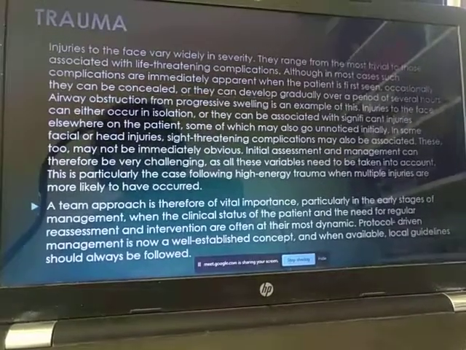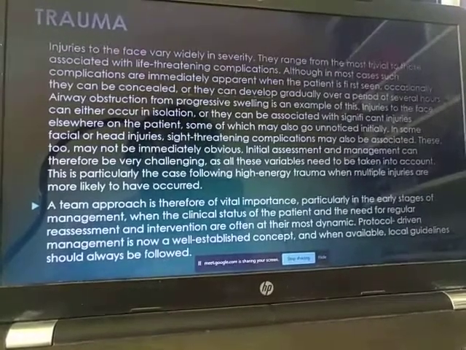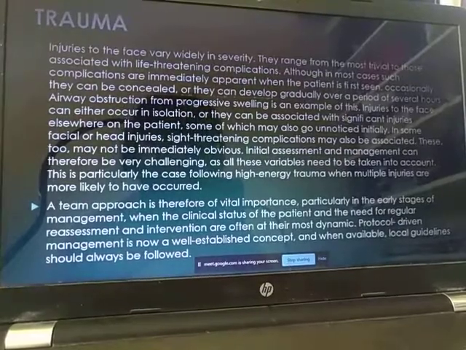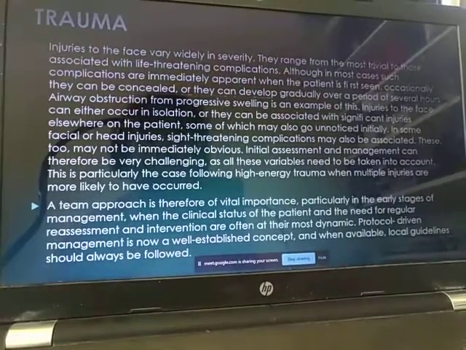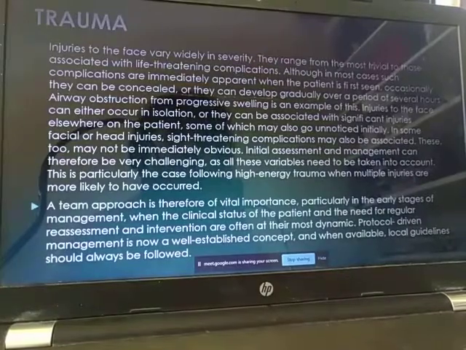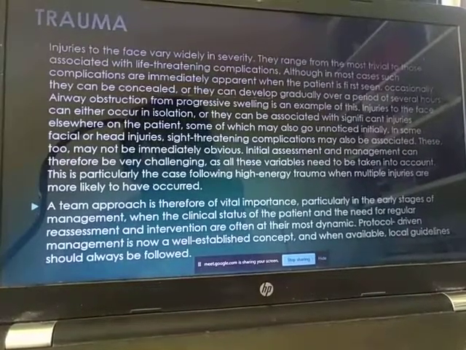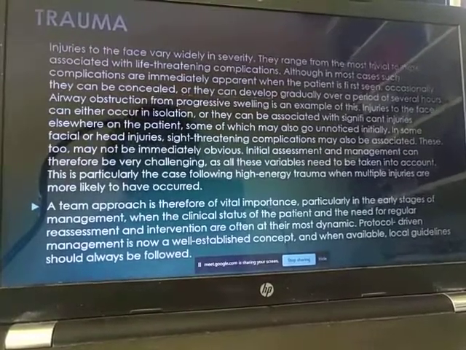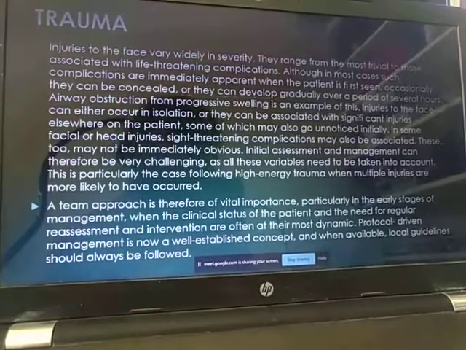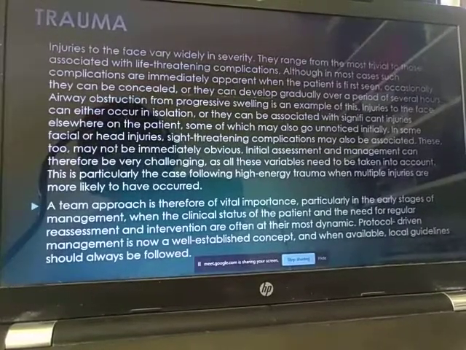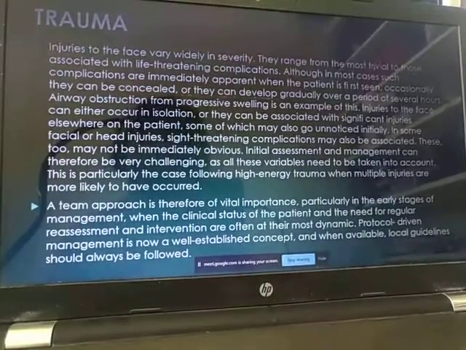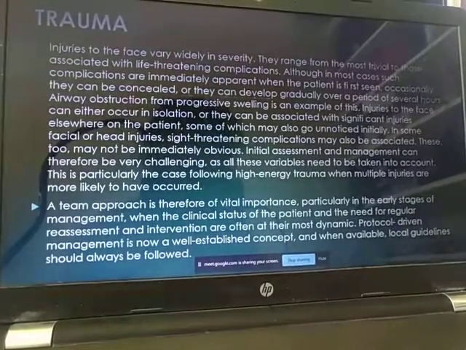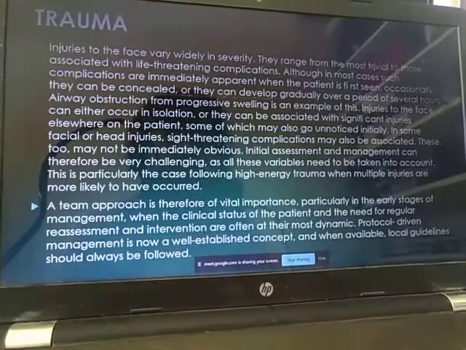When the patient arrives in the casualty, most of these can be assessed properly, but occasionally they can be concealed, which are also known as occult trauma, occult injuries or hidden injuries. So they can develop gradually over a period of several hours. The most common emergency that we maxillofacial surgeons face and are trained to cater to will be airway obstruction from a progressive swelling or any fractured segment obstructing the airway.